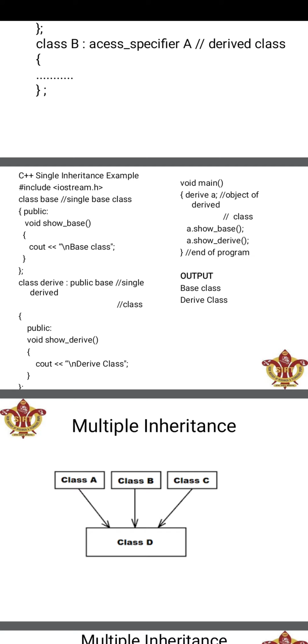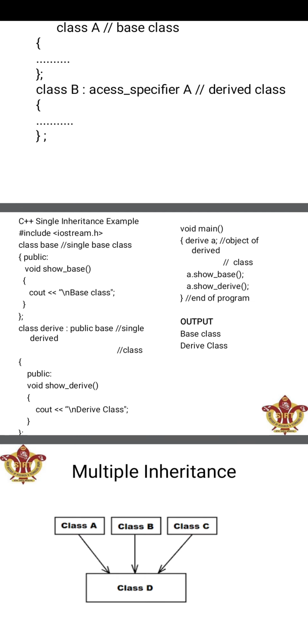Now let us look at the main. In main we have defined one object A of type derive, so derive A. Now this A is an object of a derived class. As I have already told you, both the functions are present in the derived class itself after inheritance. So we can access both these functions using the object of the derived class itself. So a.showBase, which is the base class function that has been inherited in the derived class, can be accessed by this variable A, which is the object of the derived class.